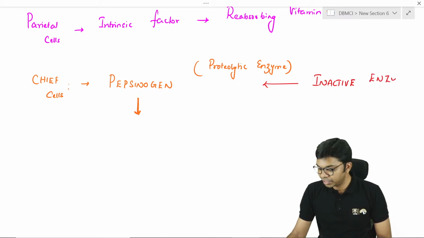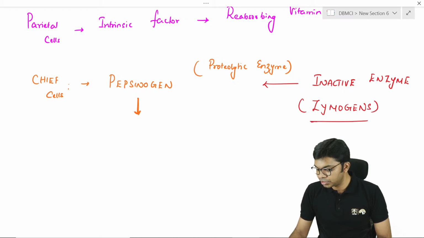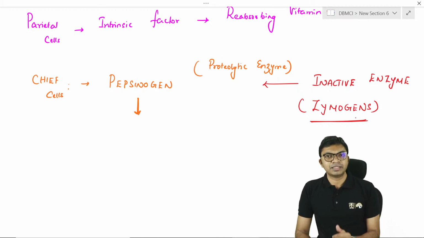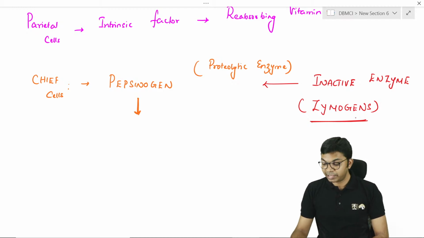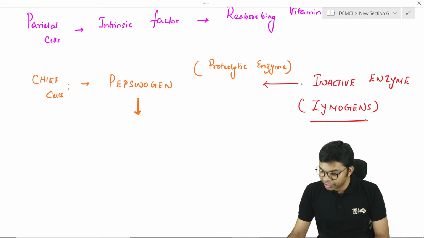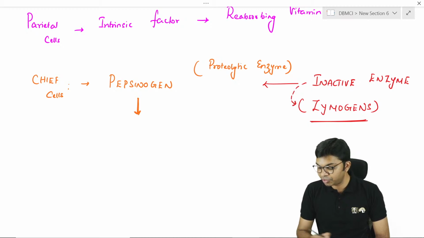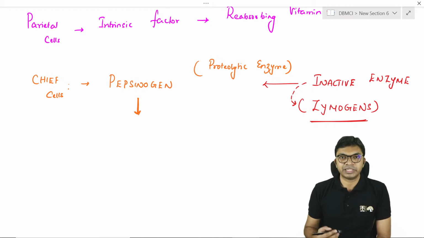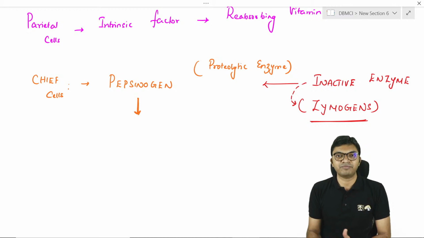Any inactive enzyme is also called a zymogen. The cells that produce inactive enzymes, the cells that produce zymogens, are called zymogen producing cells. I repeat, this has been asked many times in entrance exams. The enzyme in inactive form is named zymogen. Pepsinogen is a zymogen because it gets synthesized as an inactive molecule.